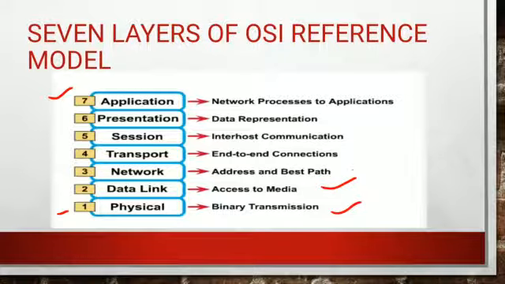The network layer's duty is addressing and finding the best path. That means routing of the data, from which source to which destination, what the route path is. Everything will be decided by this network layer. In the transport layer, it is end-to-end connections. It is of 2 types: one is connection oriented, another is connectionless. Based on that, the transport layer will transport data from the software application of one system to another.